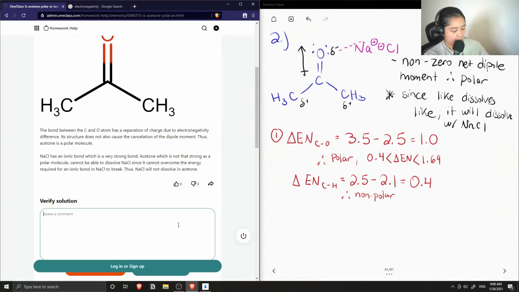Okay, so sodium chloride is polar as well, so they will be able to dissolve. I'm just going to say that since acetone is a polar molecule, it is still able to dissolve NaCl since all ionic compounds are considered polar.